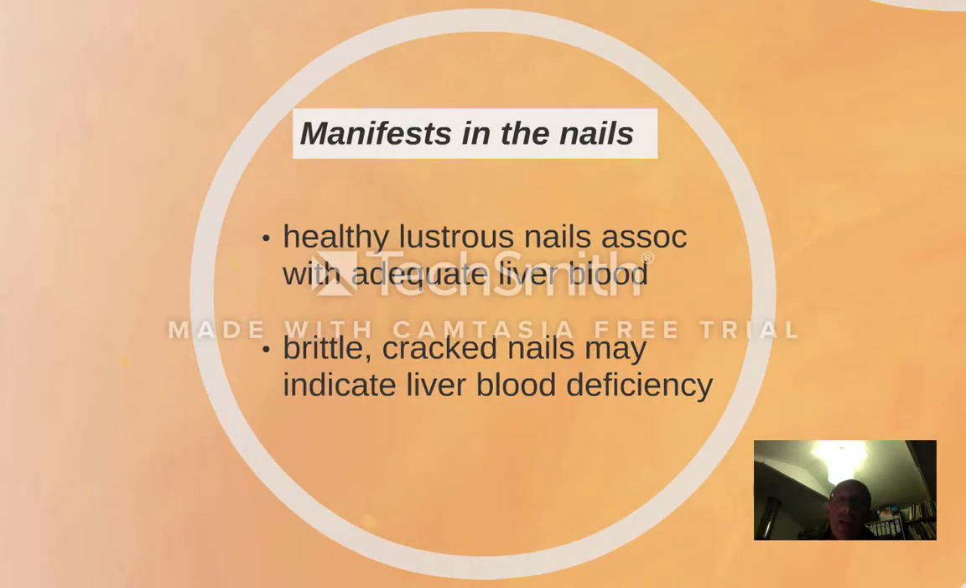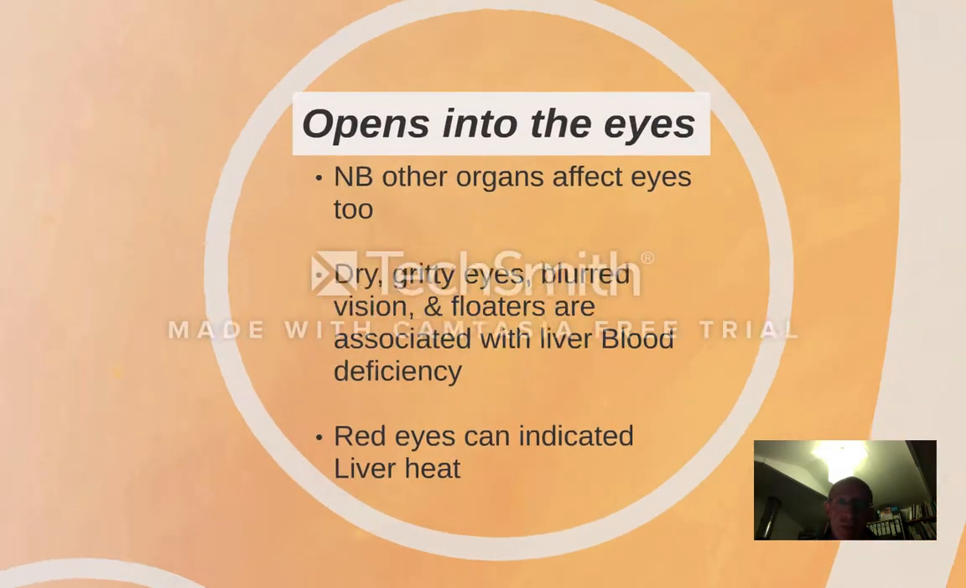The liver also manifests in the nails, so healthy lustrous nails are associated with an adequate supply of liver blood, and diagnostically it's important to look at the nails, so that brittle and cracked nails may indicate liver blood deficiency, and that can be very helpful when you're looking at a patient.